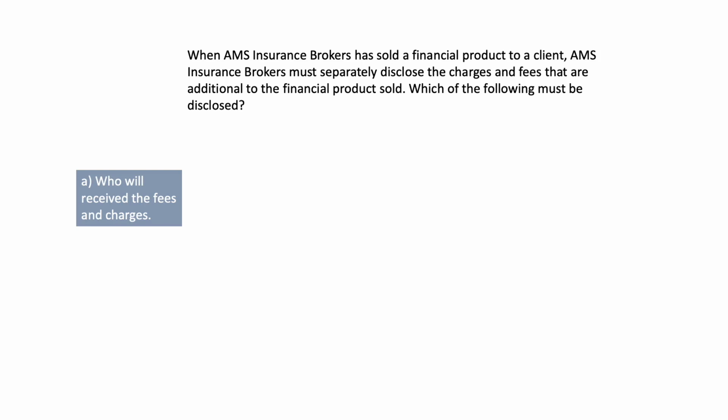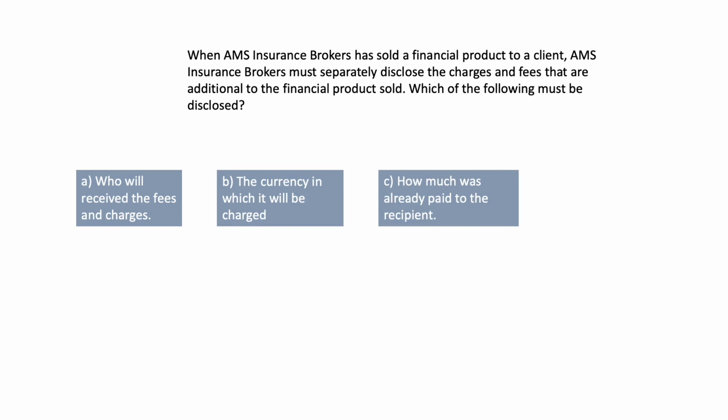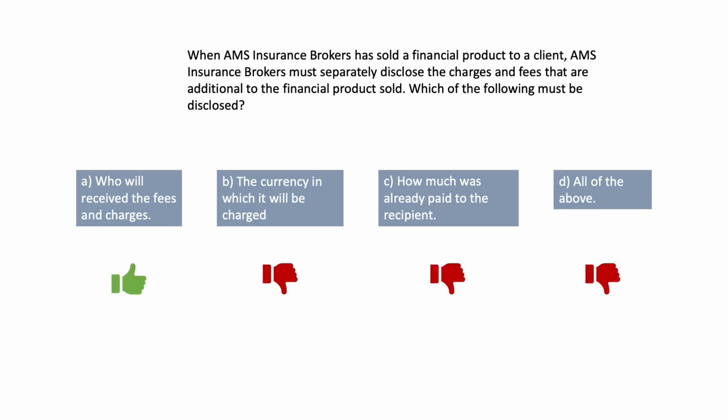A. Who will receive the fees and charges? B. The currency in which it will be charged. C. How much was already paid to the recipient? D. All of the above. Pause the video here for a second and read through the question and see if you identify the answer. The answer is option A. AMS must separately disclose who will receive the charges and fees relating to the financial product sold.